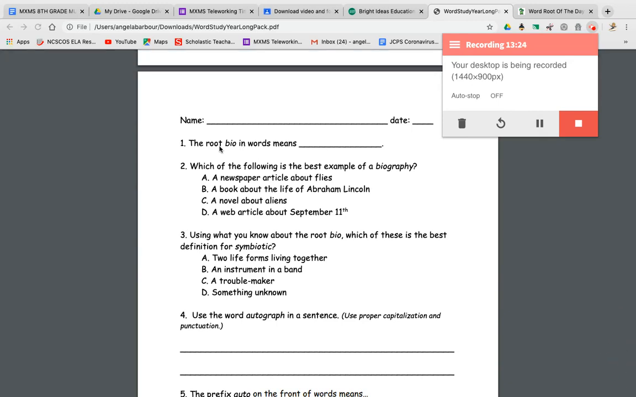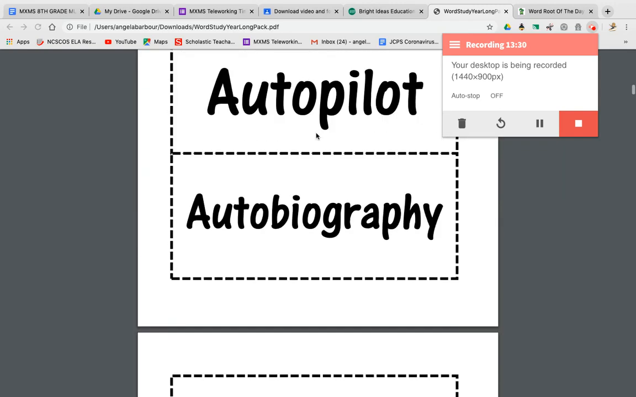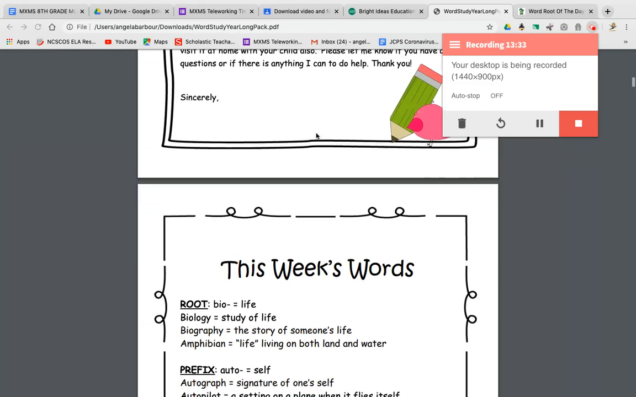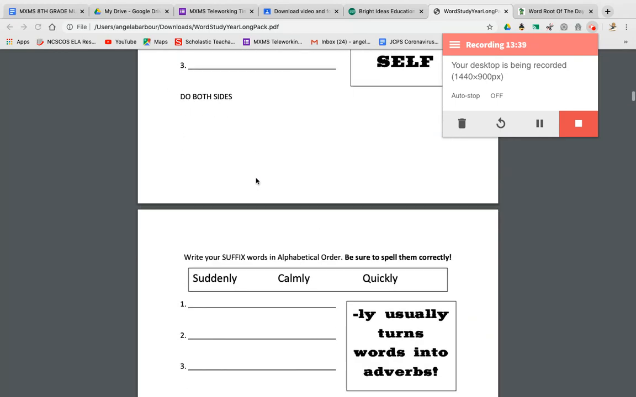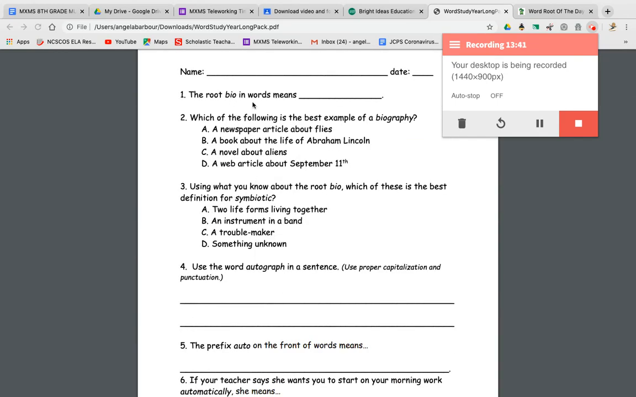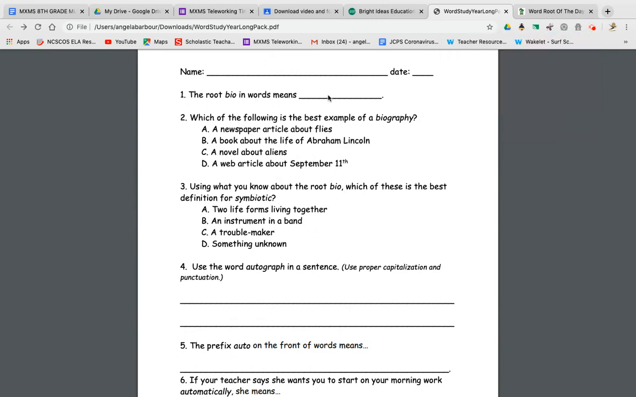Okay, so now let's practice a little bit. Okay, so the root word bio. If we were to look up the meaning for the root word bio, well, the information that I'm going to give you, you're going to have this information. So the root word bio means life. So let's come back down here. The root word bio means life, right? So then which of the following is the best example of a biography?